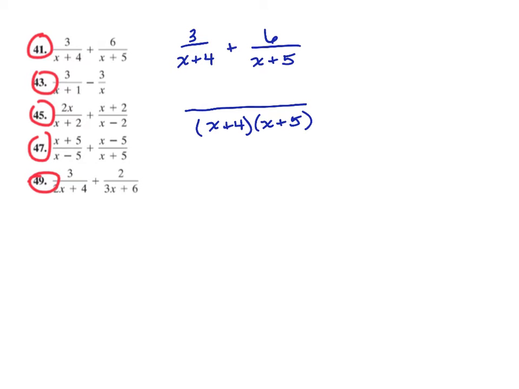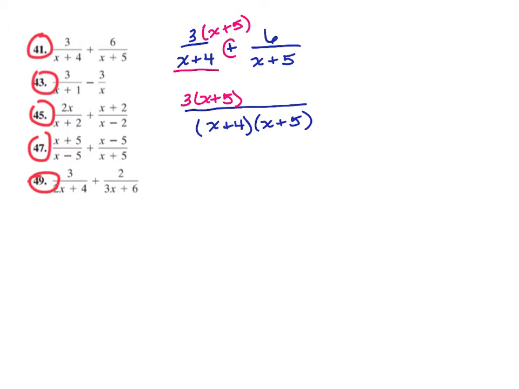And then I'm going to say to myself, what did I multiply the first denominator, the x plus 4, by to turn it into x plus 4 times x plus 5? In other words, what do you see in our new denominator that wasn't in the denominator underneath the 3? And what I see there is an x plus 5. So since I multiplied the bottom by x plus 5, I have to multiply the top by x plus 5. So I'm going to have 3 times x plus 5.